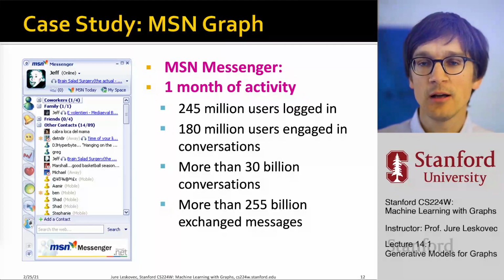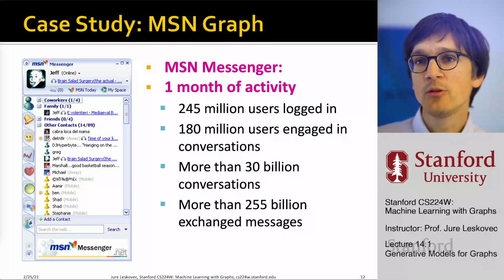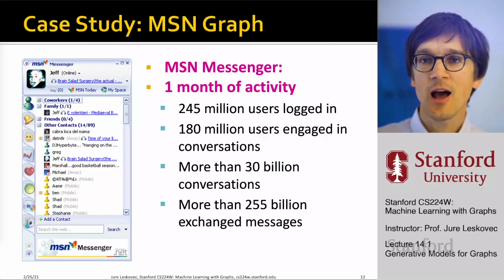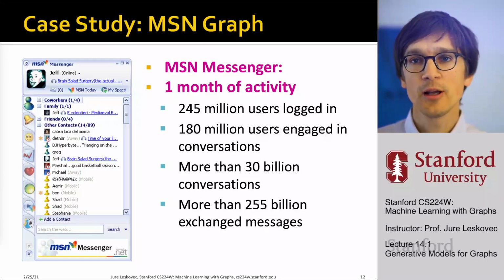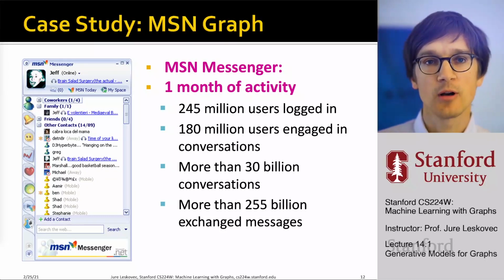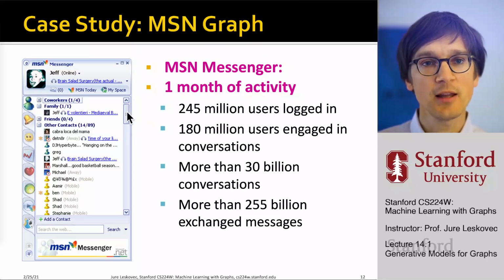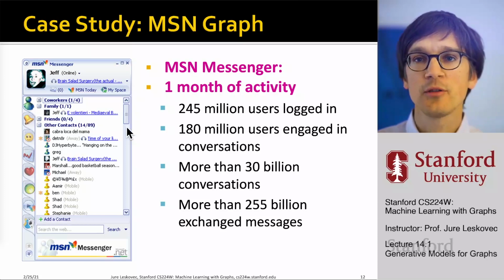And for the rest of the lecture, I'm going to use one realistic large-scale network that we are going to characterize, and then we will ask whether we can come up with a generative model that could generate this network. So for example, we are going to use a network coming from this chat application called Microsoft Instant Messenger.